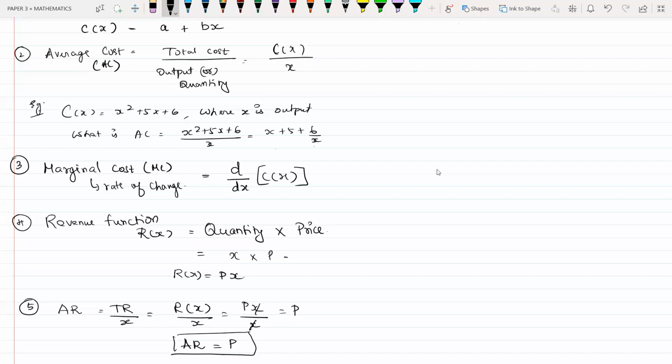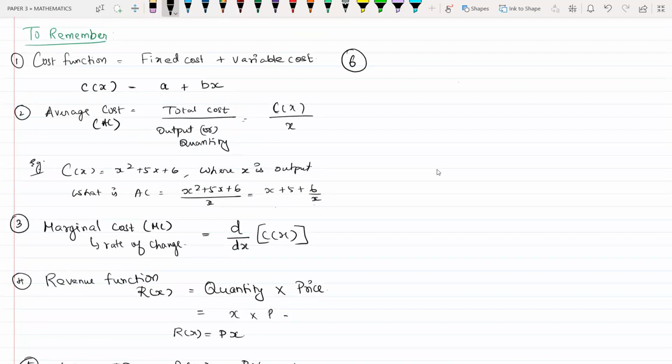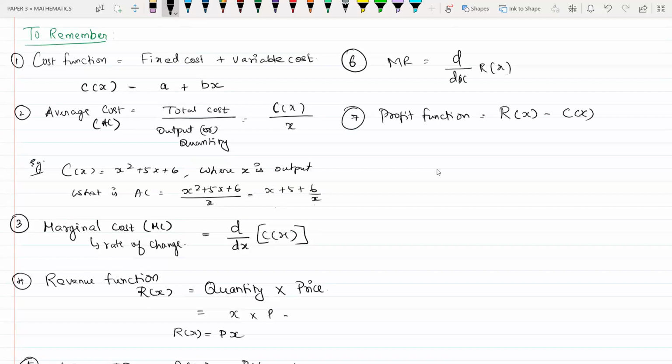Then the sixth one, marginal revenue. Marginal revenue is nothing but the differentiation of the revenue function. Next, the profit function. Profit function is nothing but total revenue minus cost. So revenue function minus cost function: P of x is equal to R of x minus C of x.